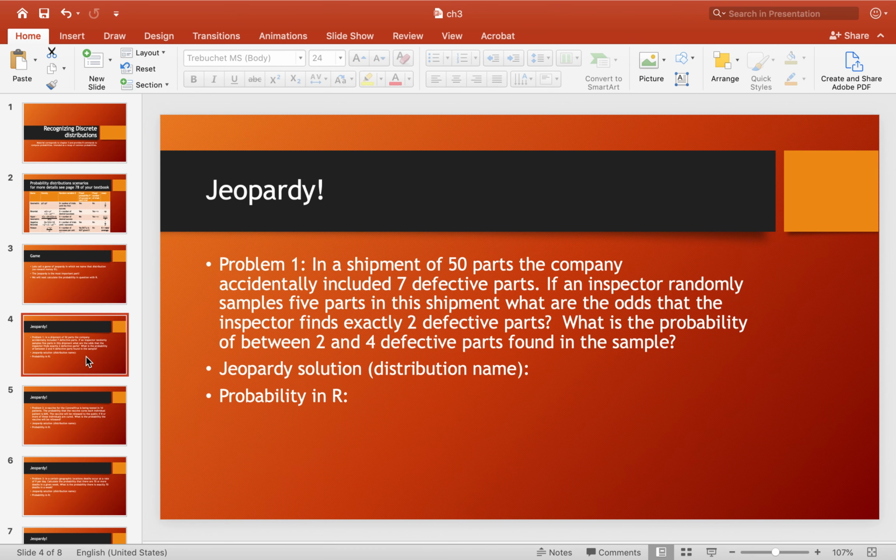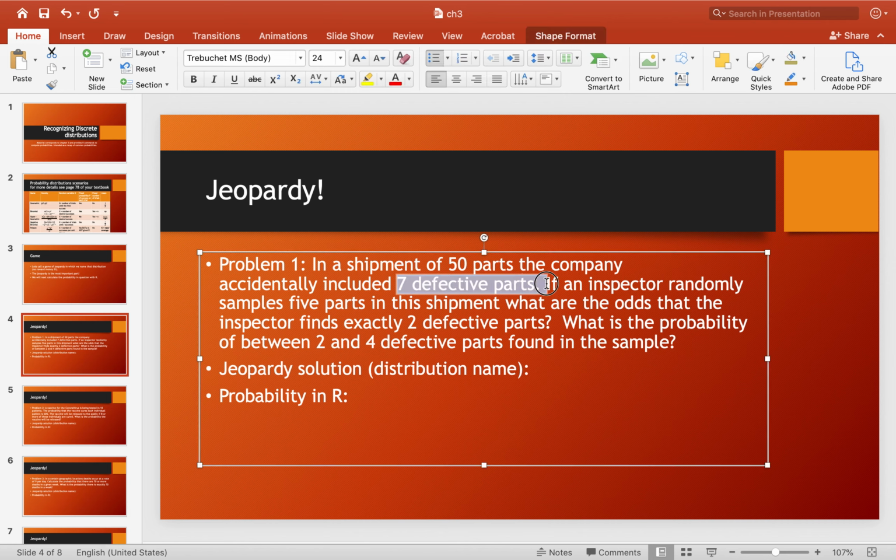So here's our first game of Jeopardy. We have a shipment of 50 parts. The company has accidentally included 7 defective parts. What a shame. Now, there's an inspector for the shipment, and they randomly inspect 5 parts because inspecting 50 is going to take the whole day, and they have other things to do. There's lots of shipments coming in. So they want to know what are the odds that the inspector finds exactly 2 defective parts. What is the probability that between 2 and 4 defective parts are found?